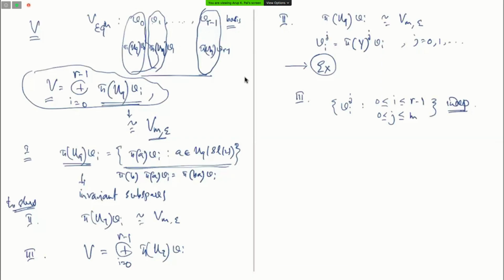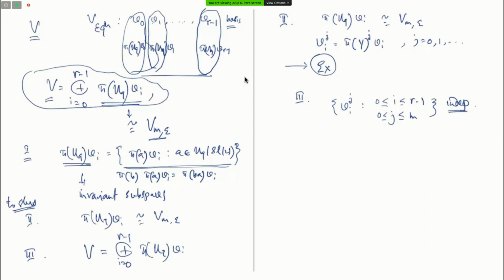So what you want to show is this entire family is going to be independent. Then those pi y^j Vi's would be complementary subspaces. And then basically looking at the dimension, you can conclude that will do. So this is what we need to show.